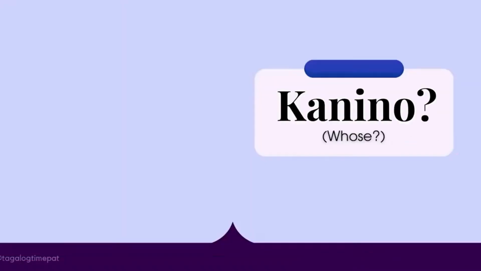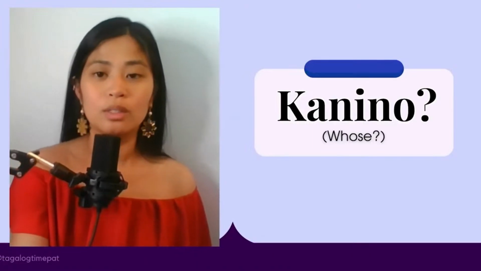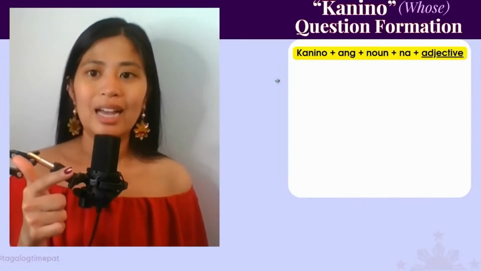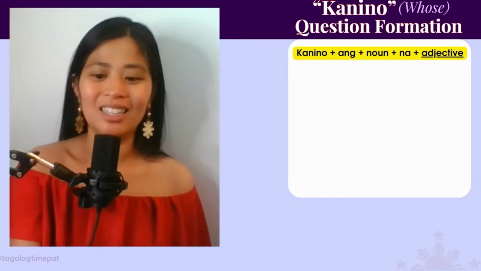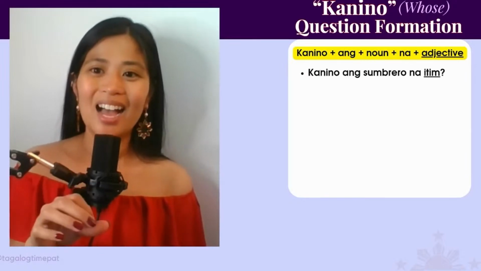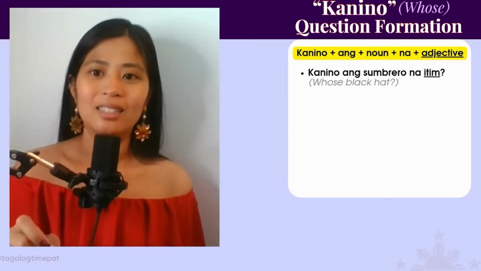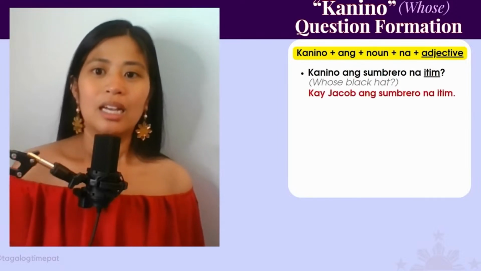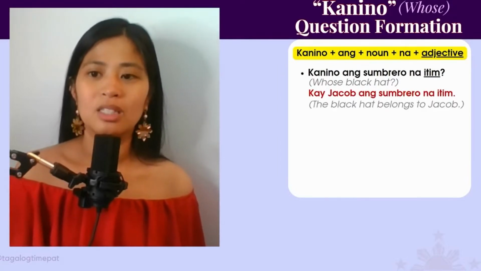All right, the next question word that we are going to learn is kanino. Kanino means whose. It could be used like this. Kanino, then the word ang, then the noun, then na, and then an adjective. I know that's a lot. Let's take a look at it in action. So, kanino ang sombrero na itim? Whose black hat? Sombrero is hat, na itim. Itim means black. Now the response. Kay Jacob ang sombrero na itim. The black hat belongs to Jacob.